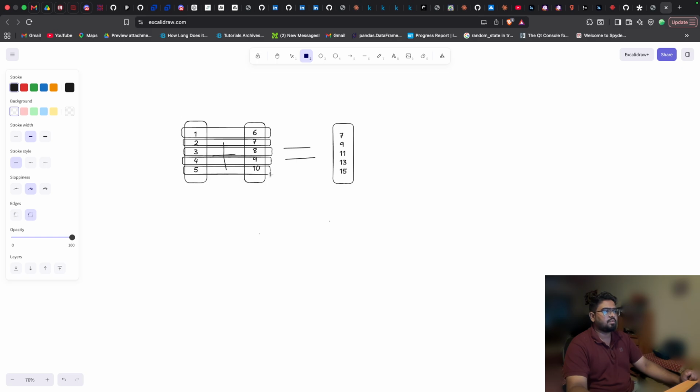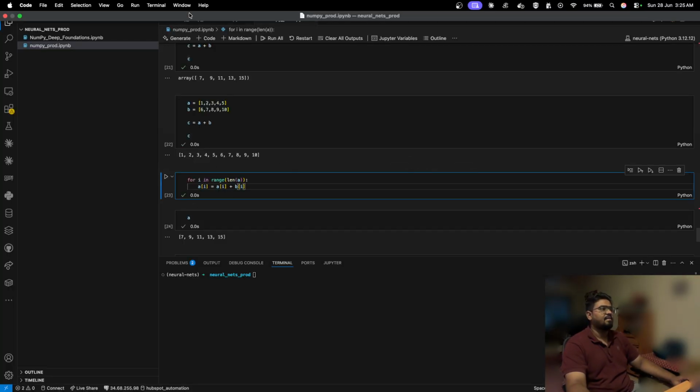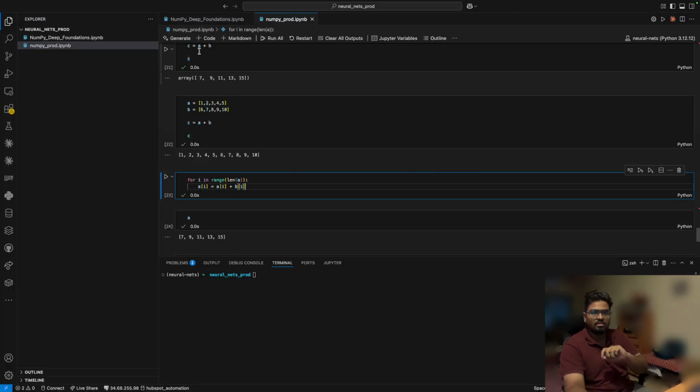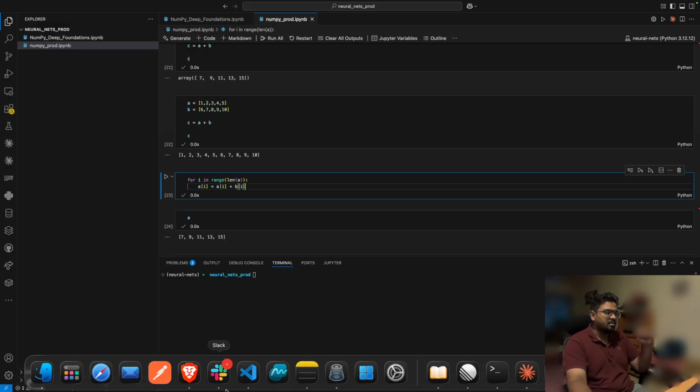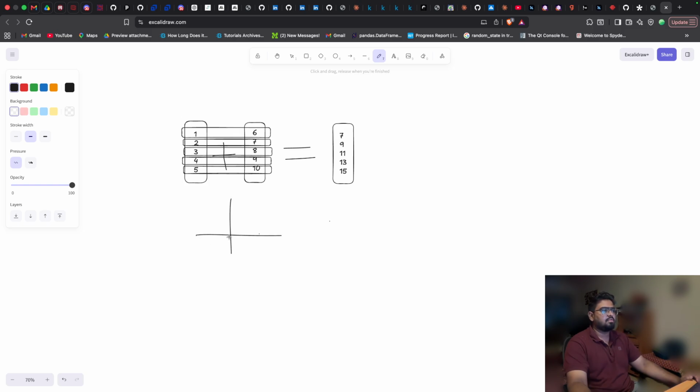So we need to loop, or have this loop run over and then add element-wise, which requires more time, right? So we are saving time as well as memory when we use NumPy in these operations. And that is what SIMD is, which is single instruction, multiple data. So here the instruction is nothing but the mathematical operation that you're performing. In this case, it's addition.